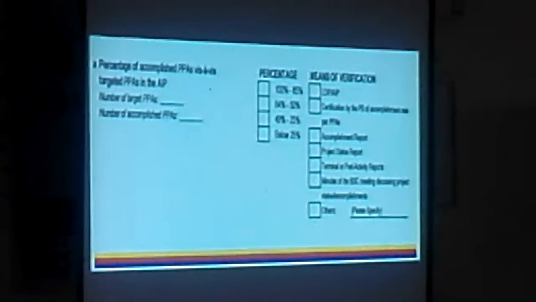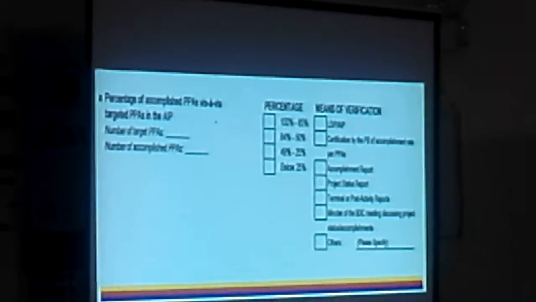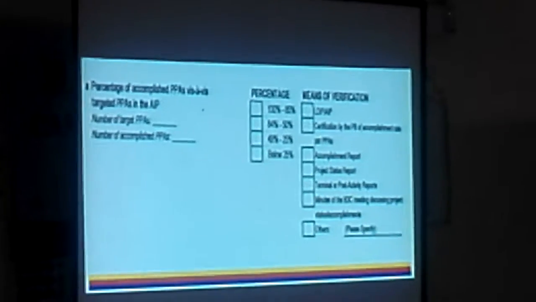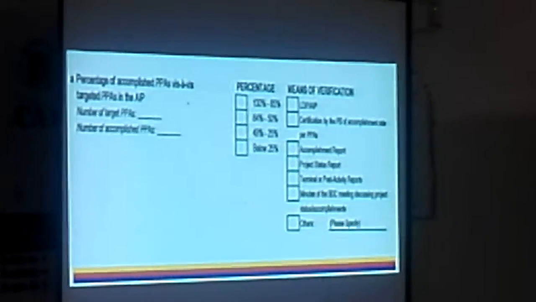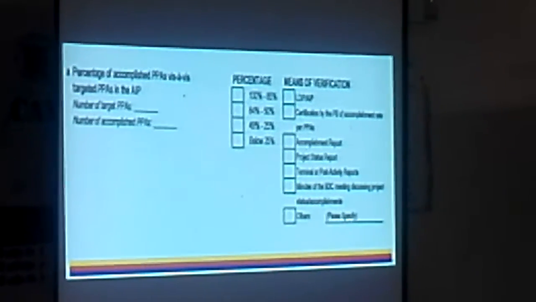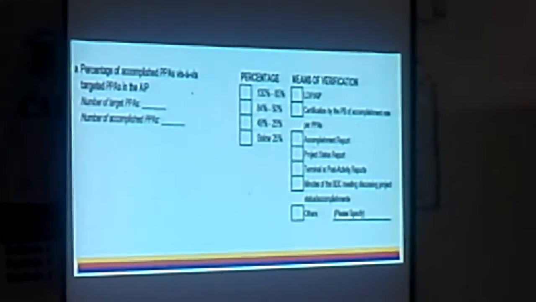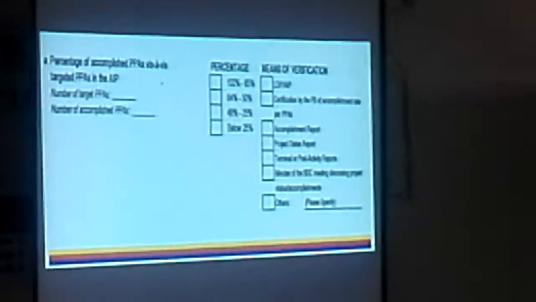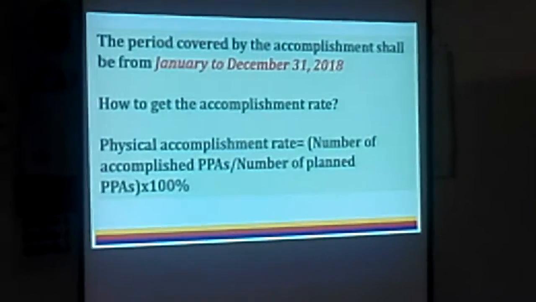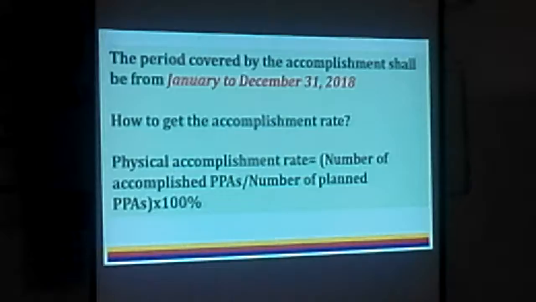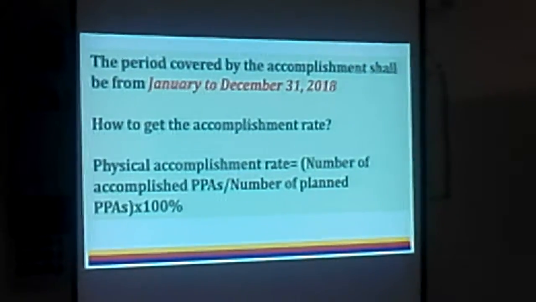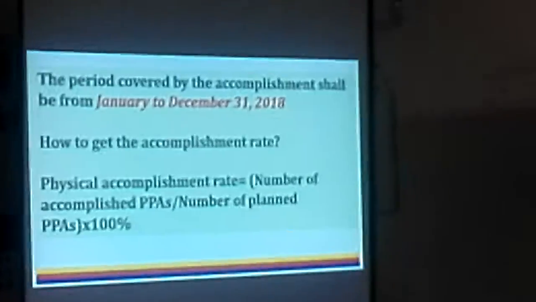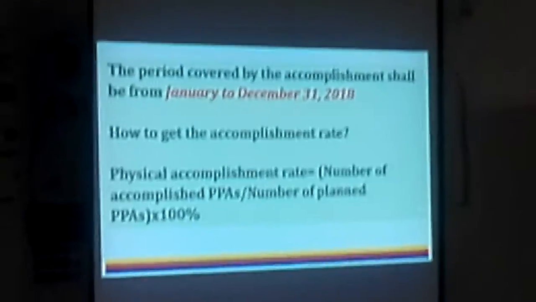So, means of verification, LDIP or AIP, certification by the punong barangay of accomplishment rate per PPAs, accomplishment report, project status report, terminal or post-activity reports, minutes of the BDC meeting discussing the project or status or accomplishment. For the period covered by the accomplishment shall be from January to December 31, 2018. So, yun po yung coverage ng accomplishment.